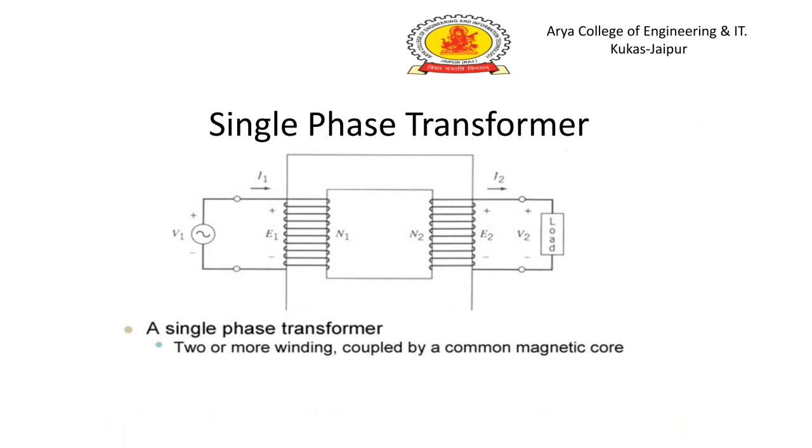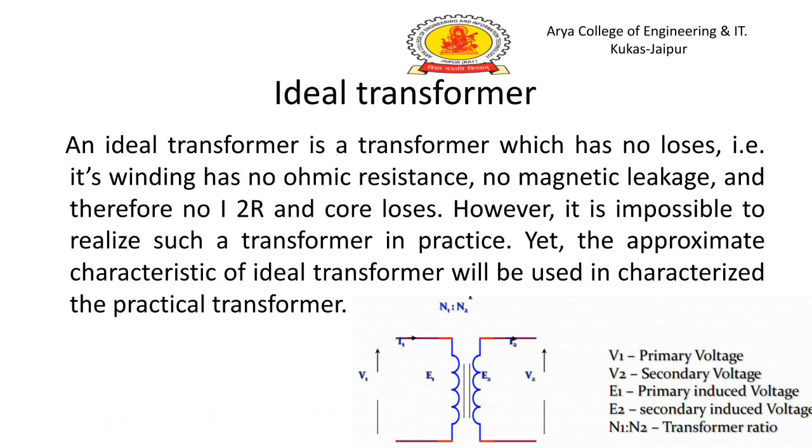Single phase transformer. Only the primary winding is connected to the single phase AC supply, where V1 is the primary voltage we have applied to the AC supply. E2 is the induced EMF in the secondary winding. V2 is the voltage across the load. I2 is the current in the secondary winding. I1 is the primary current in case of an ideal transformer.